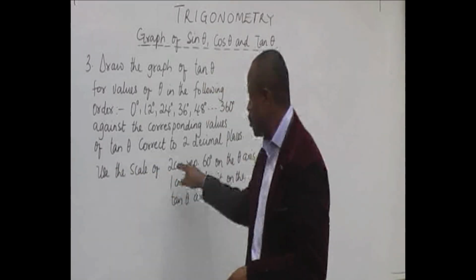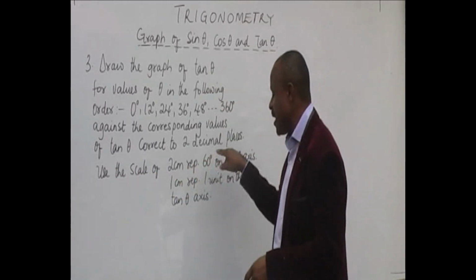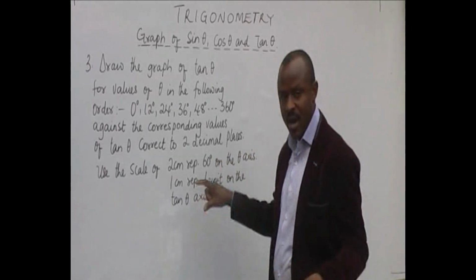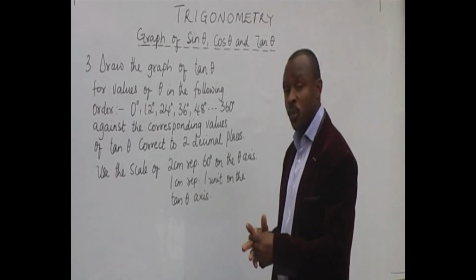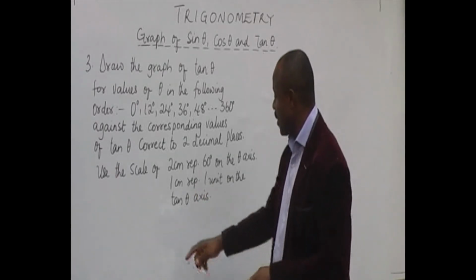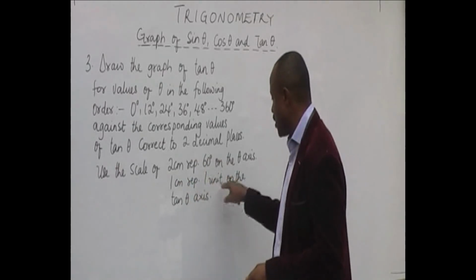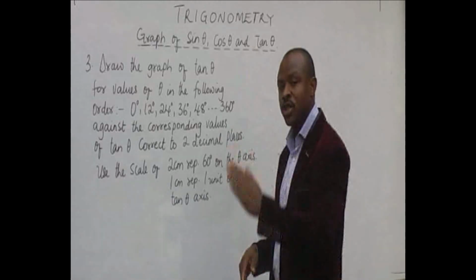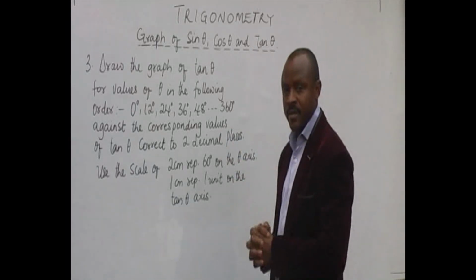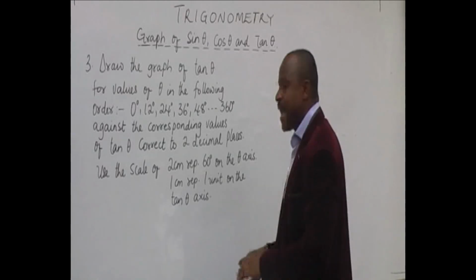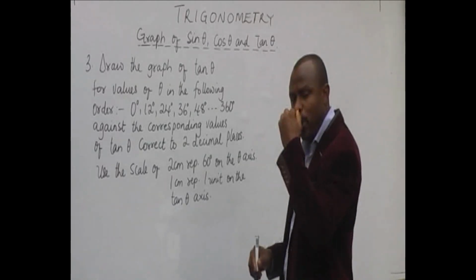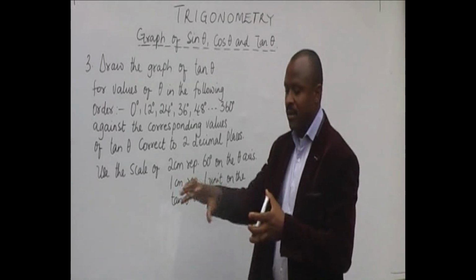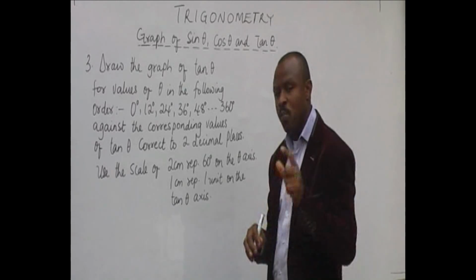Use the scale of 2 cm represents 60 degrees on the theta axis, on the horizontal axis, what's supposed to be the x-axis. And 1 cm represents 1 unit on the tan theta axis, that is on the vertical axis, what is supposed to be the y-axis. Just like the ones we did, we have to construct our table of values from where we will extract the values we will plot in our graph.